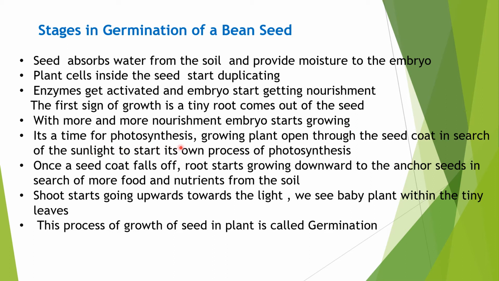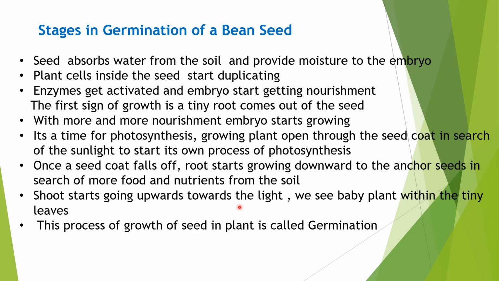It's time for photosynthesis. The growing plant opens through the seed coat in search of sunlight to start its own process called photosynthesis. Once the seed coat falls off, the root starts growing downward to anchor the seed in search of more food and nutrients from the soil. Shoots grow upward towards the light, and we see the baby plant with tiny leaves. This process of growth of a seed into a plant is called germination.